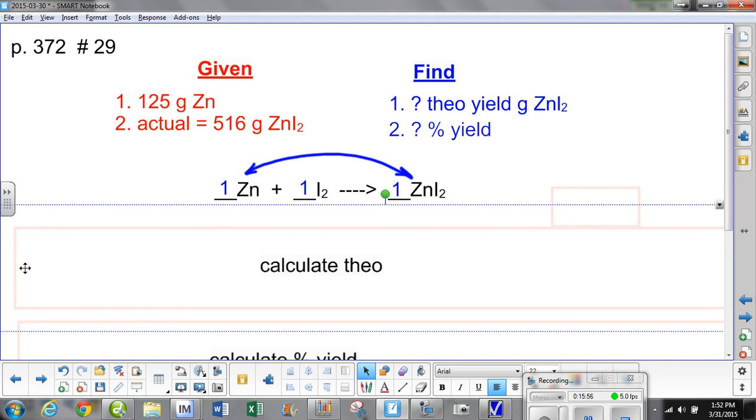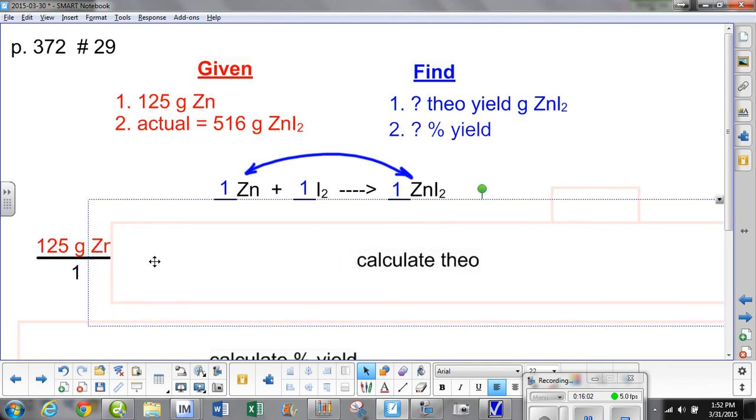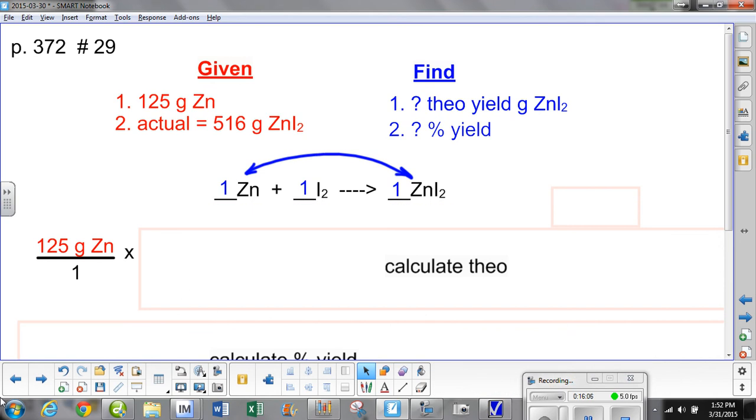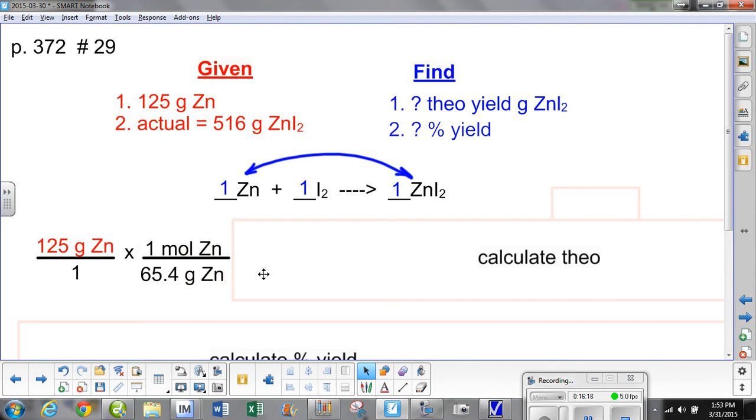Okay, so Mary Beth, what do you have for the first fraction in the calculation for theoretical? You bet. 125 grams of zinc all over 1. Very good. And Selena, what do you have for the next fraction on your paper? Yep. Over, you have the 65.4? Okay, good. So that person's doing a good job.